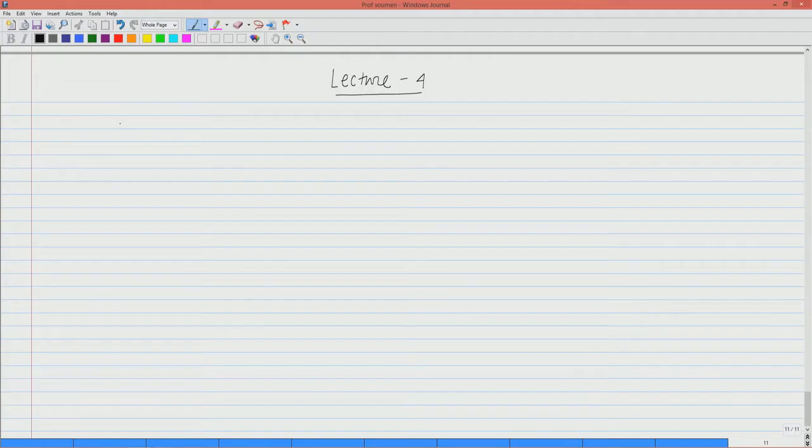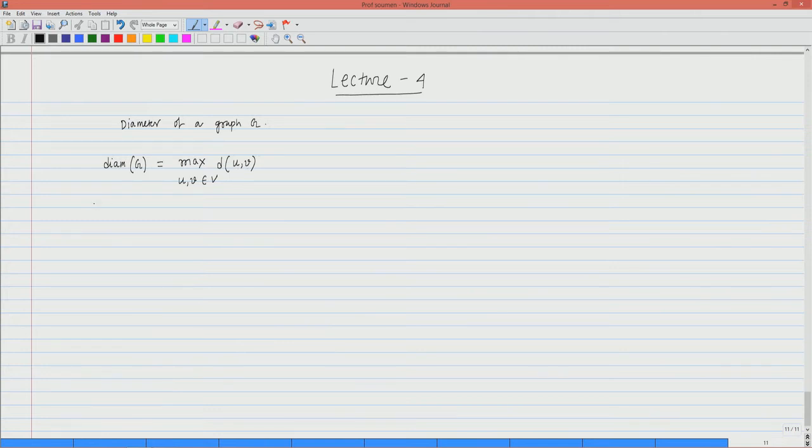So, let us start with the diameter of a graph G. The notation for this is diam G. This is the maximum of the distances d(u, v), where u and v are from the set V. So, d(u, v) is the distance between vertex u and vertex v.